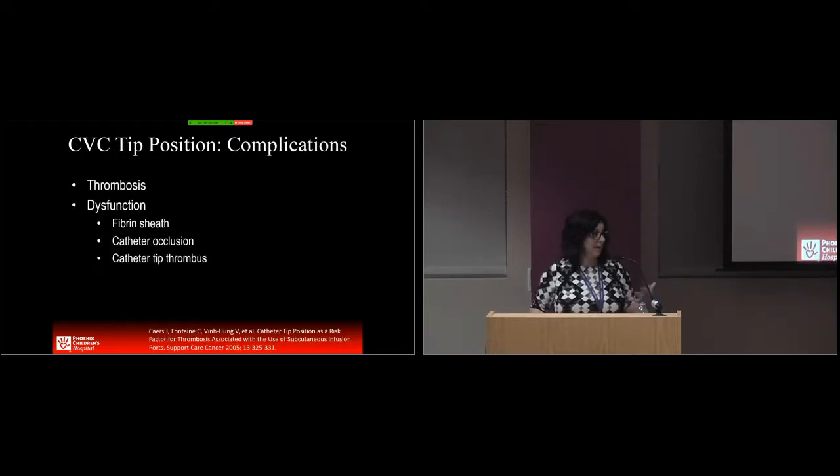Some of the complications, again, with abnormally positioned central venous catheters include venous thrombosis and also catheter dysfunction. So you can have clot in the catheter, you can have fibrin sheath formation, you can have thrombus at the tip of the catheter. Some of these things happen when lines are well positioned as well because of hypercoagulable states of the patients. If they're oncology patients, typically they're at risk for thrombus formation.